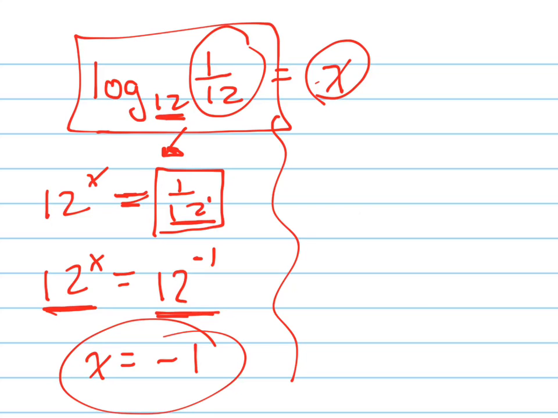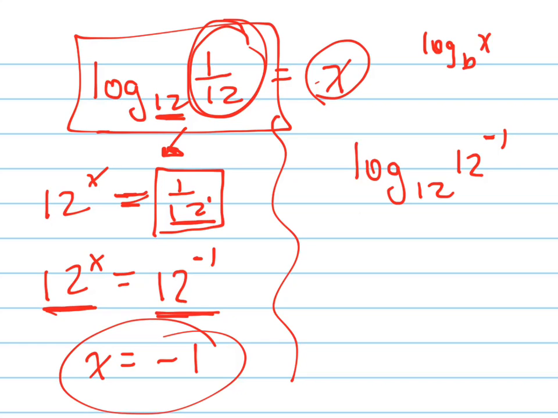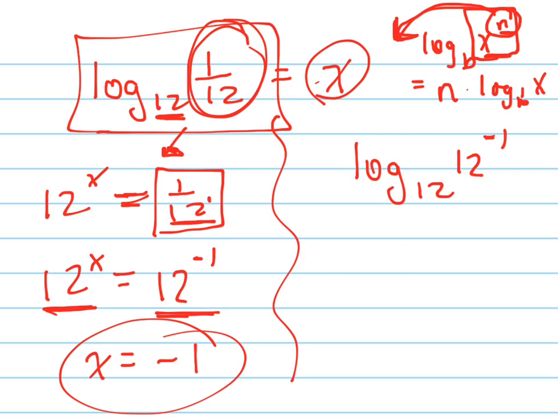Here's the other way you could do it, and you're going to learn this as well. You could rewrite this, rewriting 1 over 12 as 12 to the negative 1. Now there's a property that says the log base b of x to the n equals, this n right here comes down to the front and gets multiplied. If the argument of your logarithmic function has an exponent, you can take that exponent down. That's probably the most powerful property of exponents you'll learn. So this equals n times the log base b of x.